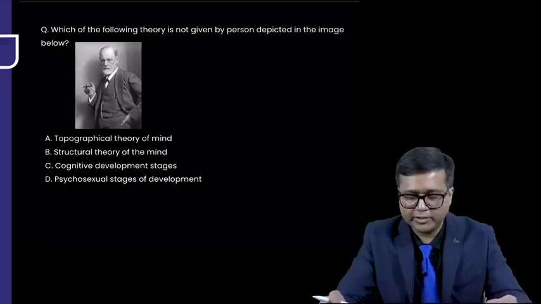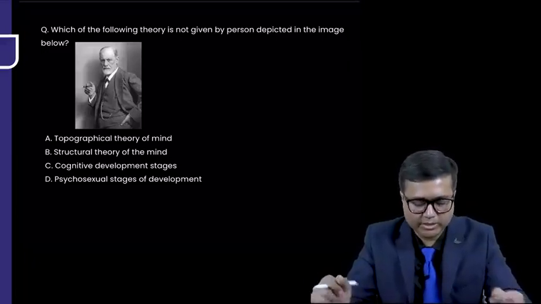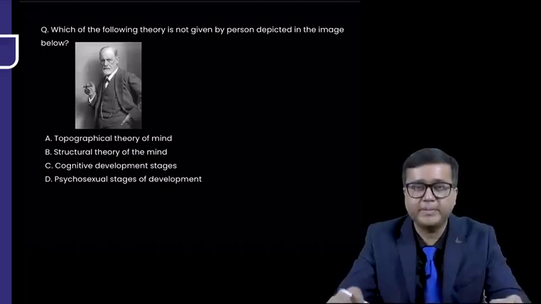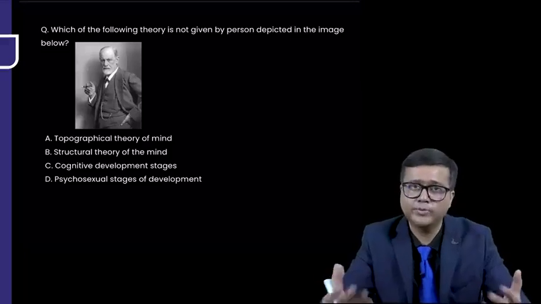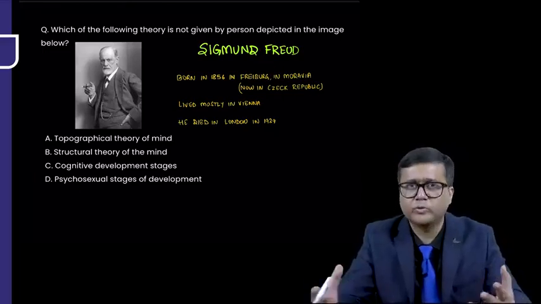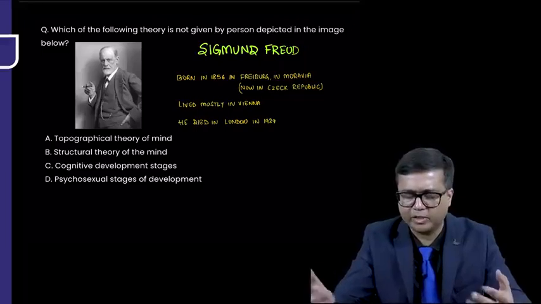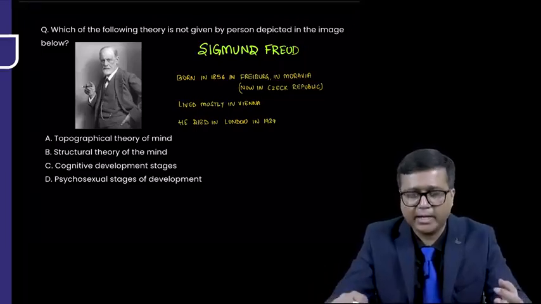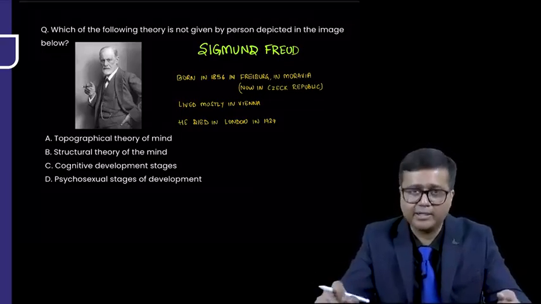Which of the following theory is not given by the person depicted in the image below? So very famous person and a very famous image. Okay, and the options are A, topographical theory of mind, B, structural theory of mind, C, cognitive development stages, and D, psychosexual stages of development. So who is this famous personality? He is none other than Sigmund Freud. And a few details about Sigmund Freud. He was born in 1856 in Freiburg in Moravia, now in Czech Republic, and he spent most of his life in Vienna, and he subsequently died in London in 1939.